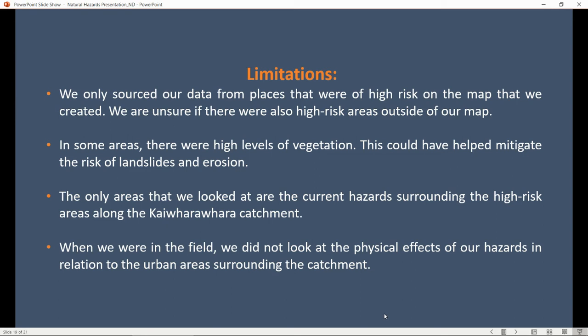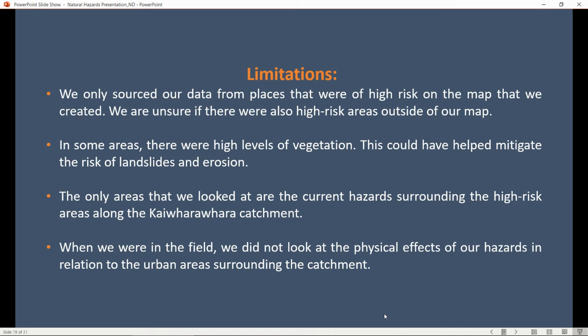Our research project had some limitations that we came across. Our first was that we only sourced data from places that were of high risk on the map that we created. We are still unsure if there were also high risk areas outside of our map. Next time we would look at the outer areas of the map as well, including the urban areas.